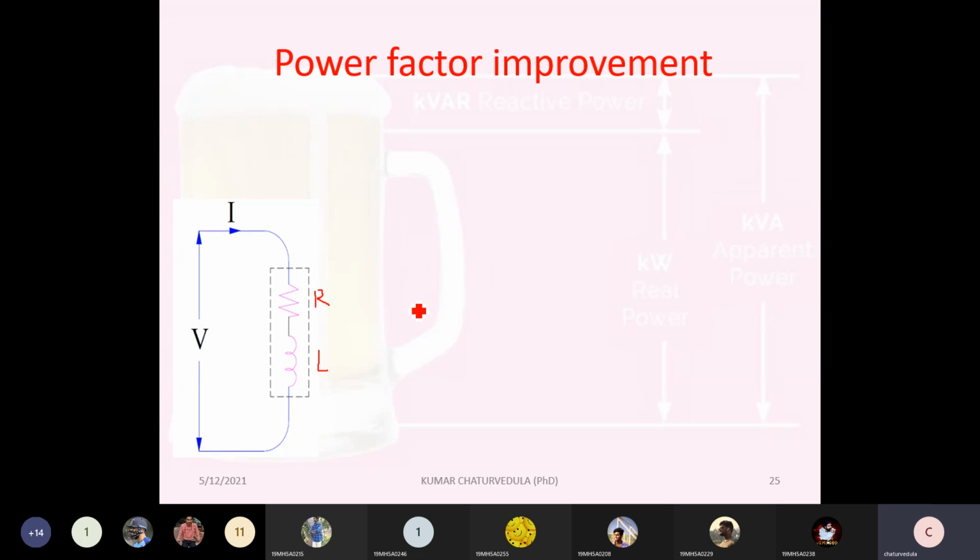Now, as you know, the basic how to draw the phasor diagram. For drawing the phasor diagram, we have to take voltage as a reference. So, this is the voltage that I am taking as a reference. And now the current, in case of a pure inductive load, the current will always be lagging by 90 degrees. But since it is not a pure inductive load, it will be lagging at a different value.